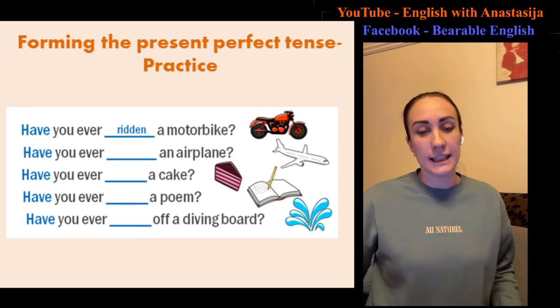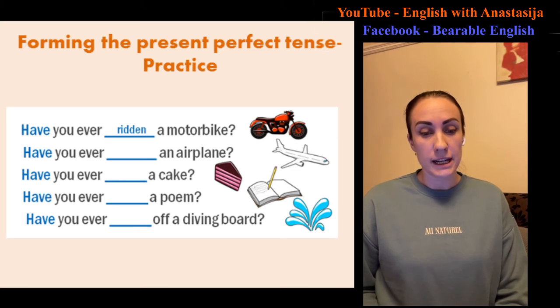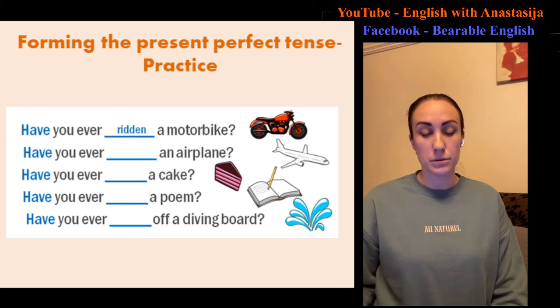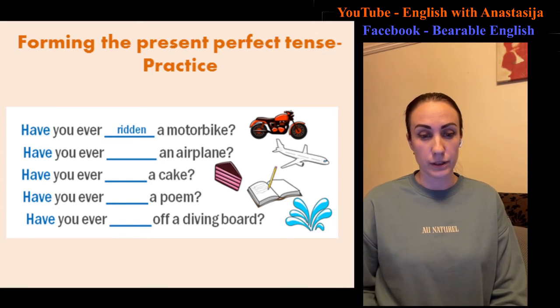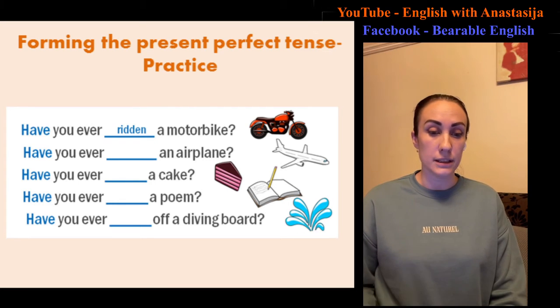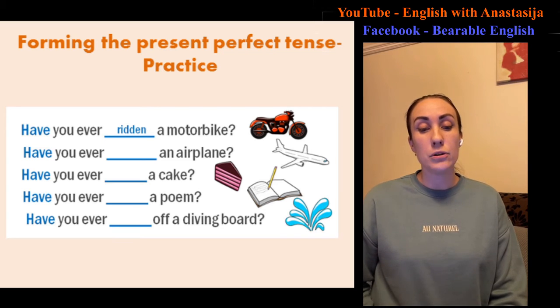So let's complete a practice task. And what do we have here? We have a gap where you would need to put or insert the past participle of the suitable verb. So what do we have here? We have question number 1 as an example. Have you ever ridden a motorbike?